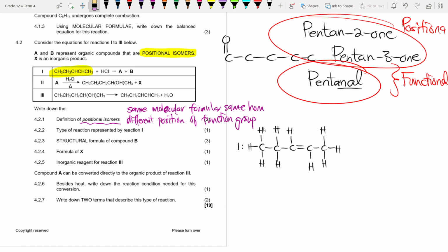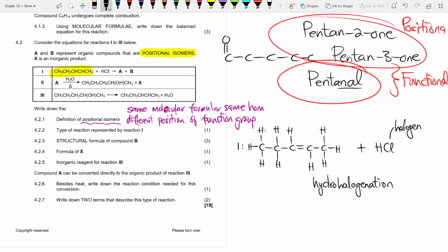Okay. Then now I know what kind of molecule I'm dealing with, and I have to add hydrochloric acid. And by the way, you can see that this is a halogen. So we are basically doing hydrohalogenation, which is a type of addition reaction.